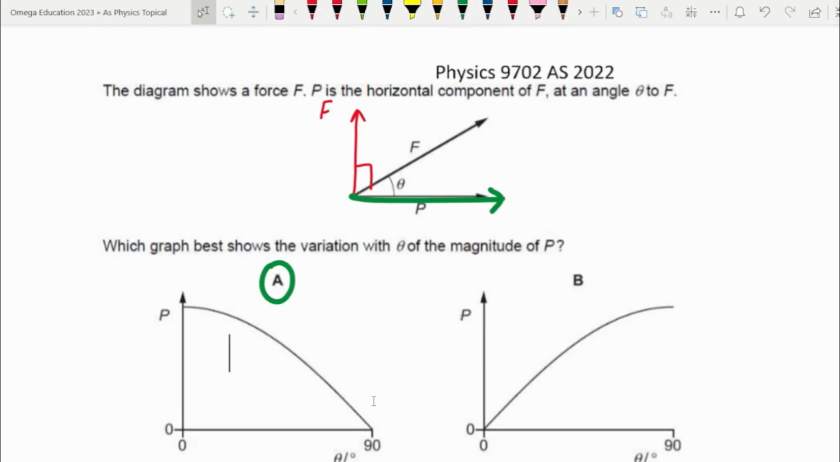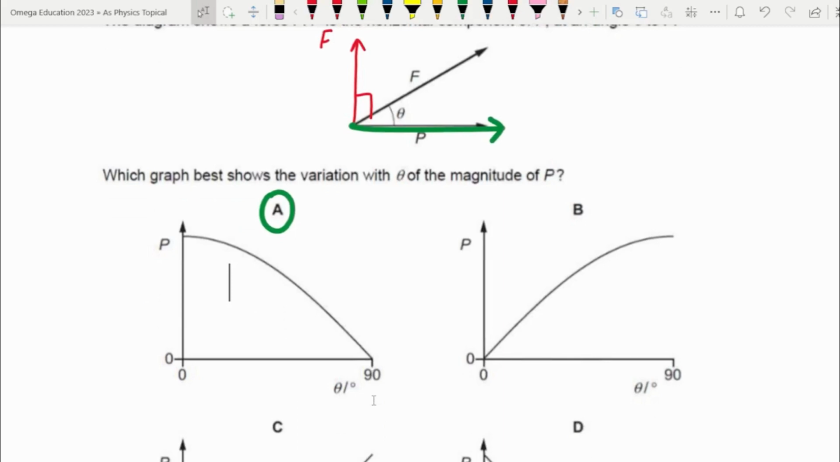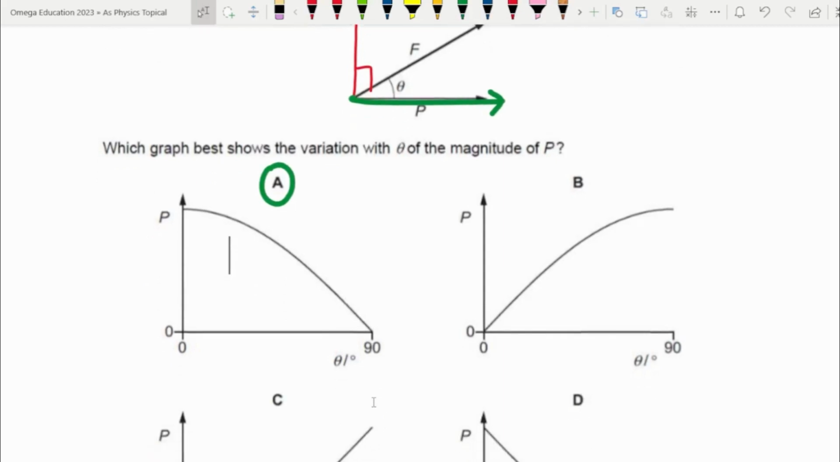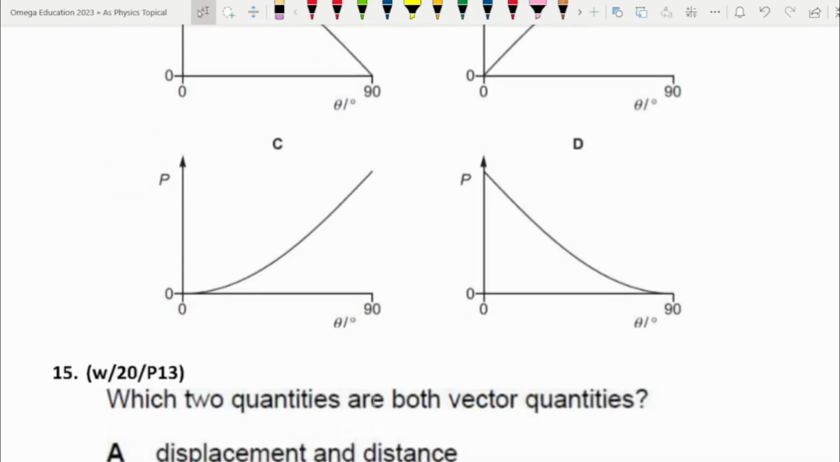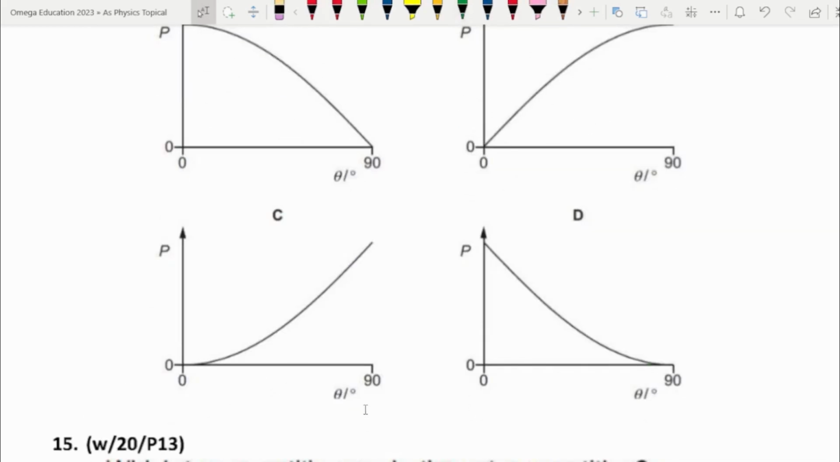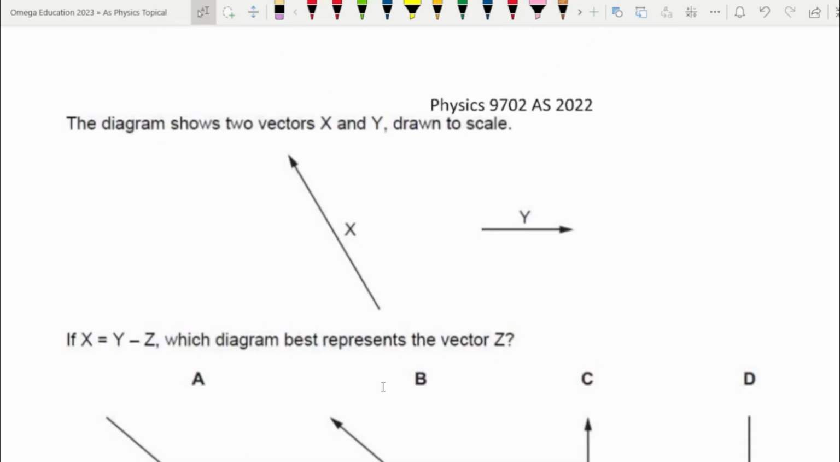Option B says increasing the angle, the magnitude is increasing, which is not the case. C is saying the same thing. It is being reduced to 0 at 90. Okay, then we have the next one.